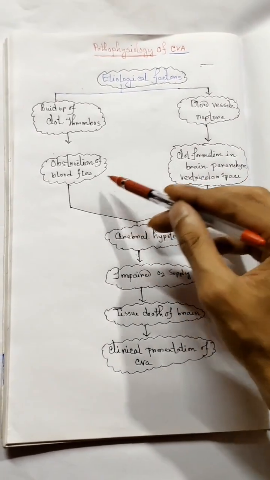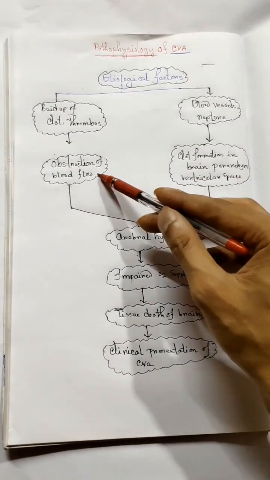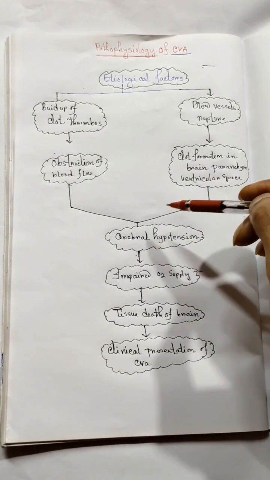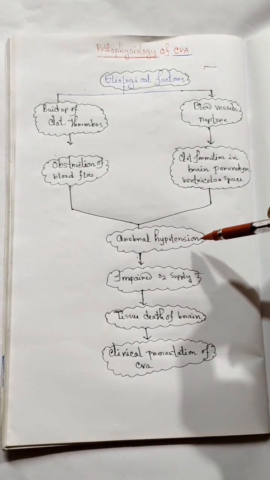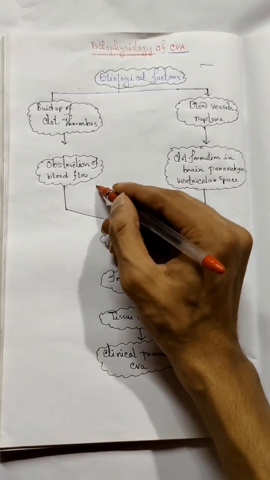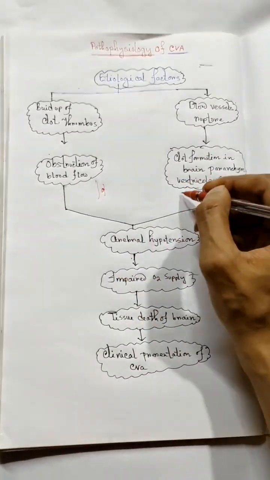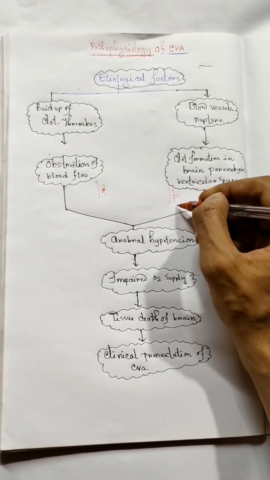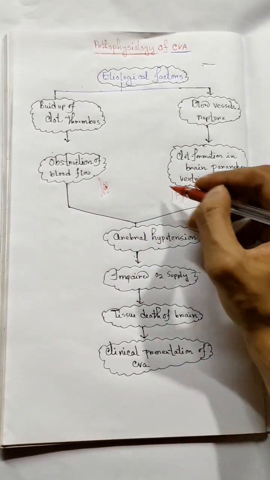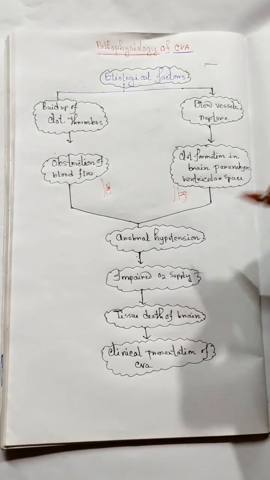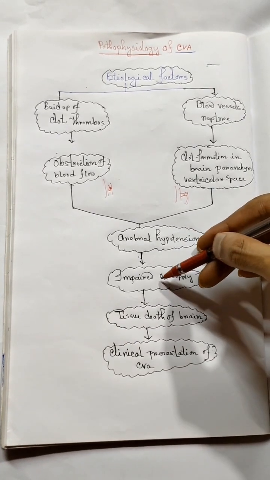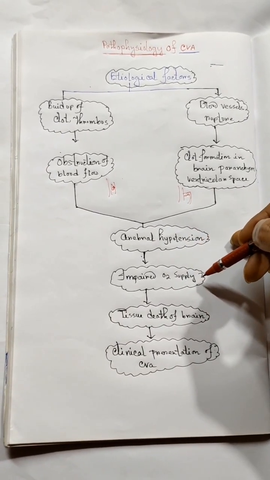So when these two causes happen, ultimately either one can lead to cerebral hypotension, right? Because the blood flow will be restricted. In one, there will be clot formation. In the other, the blood vessel ruptures. So the blood comes out and the blood supply will be less. Either cause will lead to cerebral hypotension, and prolonged cerebral hypotension will lead to impaired oxygen supply to the brain, right?